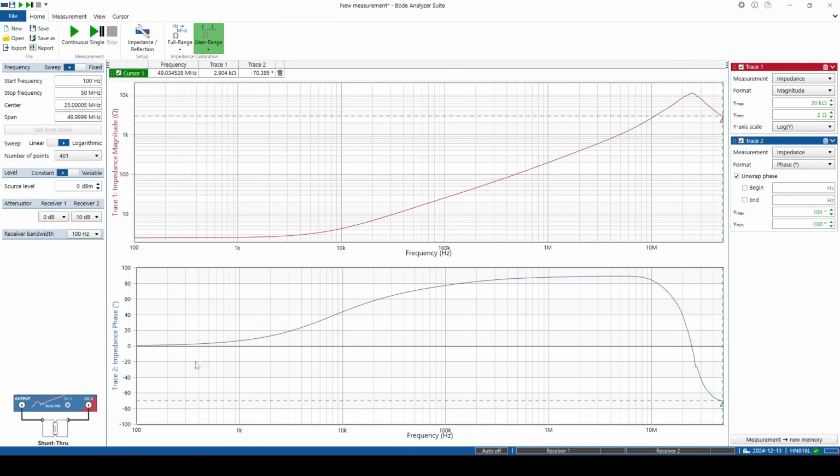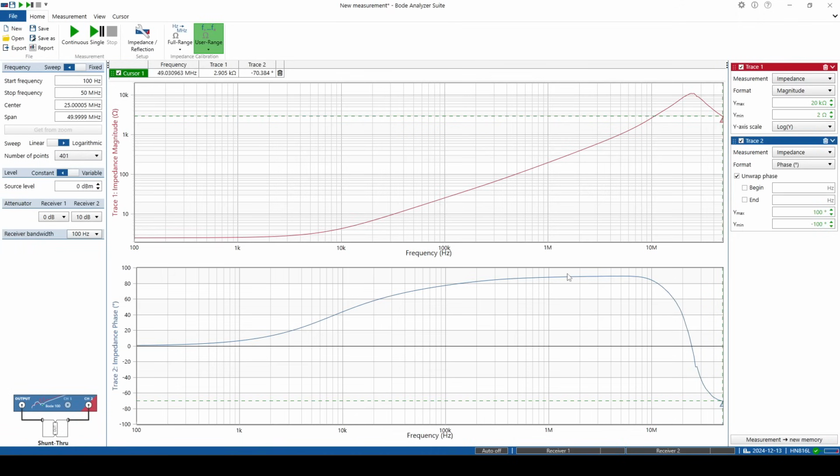Similarly on the phase, of course, we're at 0 degrees phase, and as we move into this inductive region, we're getting closer to plus 90 degrees phase. At the self-resonant frequency, we traverse through 0 degrees of phase, and then we move towards minus 90 degrees because we're now in the capacitive region.